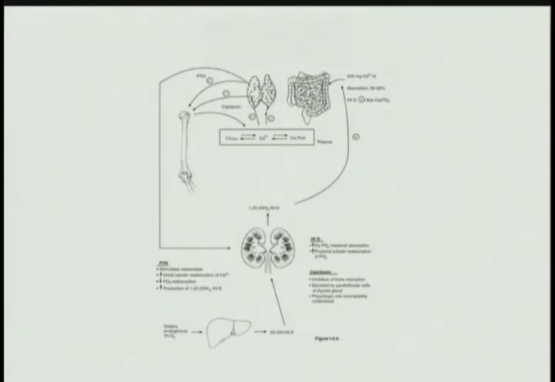So the second player that's very important in calcium metabolism is vitamin D. And vitamin D plays a big role in calcium metabolism because it increases calcium absorption from the GI tract, and we're going to talk about that. But first, let's talk a little bit about how vitamin D gets absorbed. And there's two processes. One process is through the skin. So you absorb vitamin D through the skin, through the sunlight.